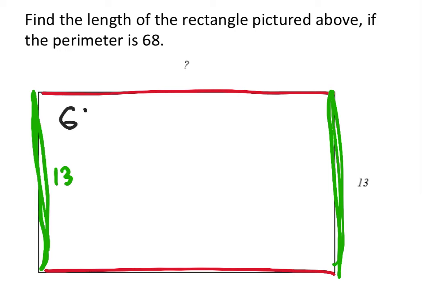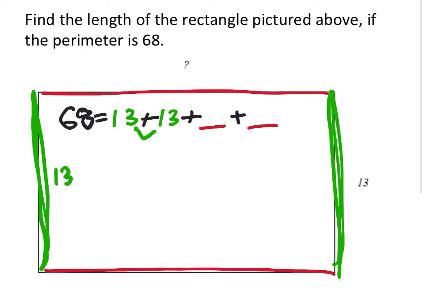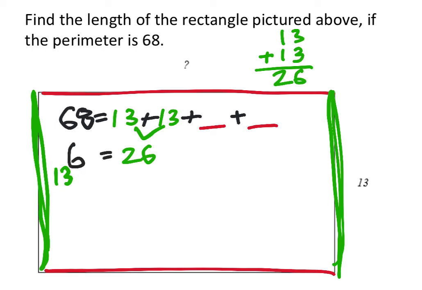Now 68, it needs to equal the 2 green sides, which is 13 and 13, added together, right? But in addition to those 2, we have 2 other values that we have to add together. Now, one of the main things that helps us in this case is that we know those 2 red values, they're the same. It's the same value, right? So we could say, all right, now 13 plus 13, those 2 green side lengths, we can show the work up here. 13 plus 13 is 26. All right, so 26 plus two other values is going to be 68.